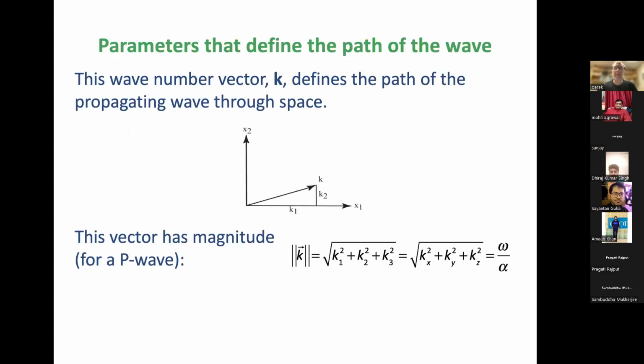All right, so the wave number vector, k, defines the path of the propagating wave through space. The vector has a magnitude that is equal to omega over alpha if we have a P wave, and omega over beta if we have an S wave.